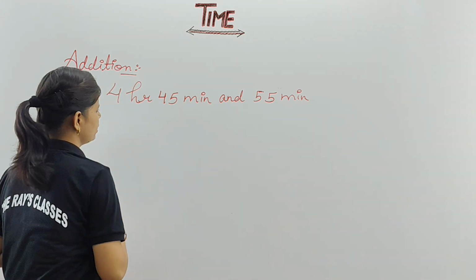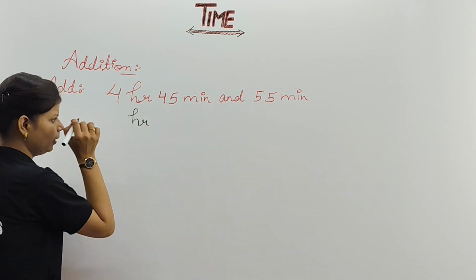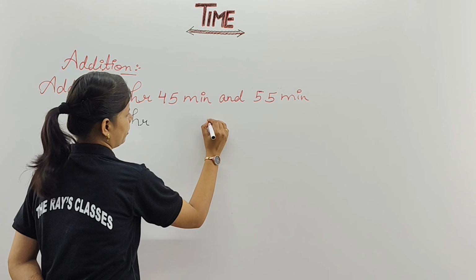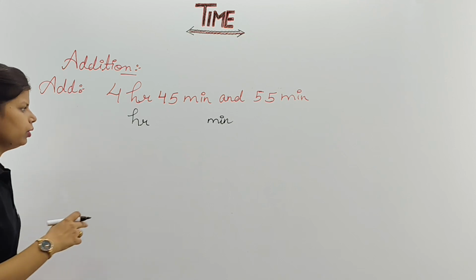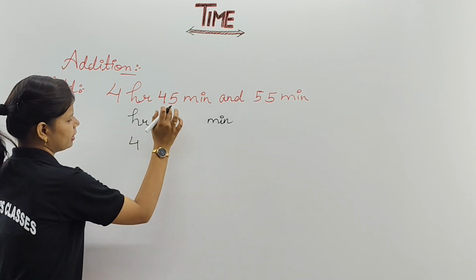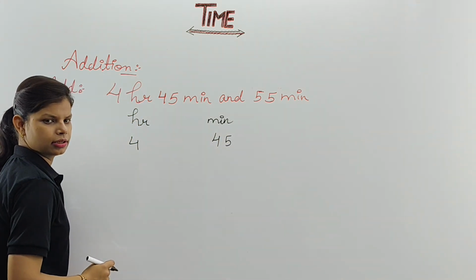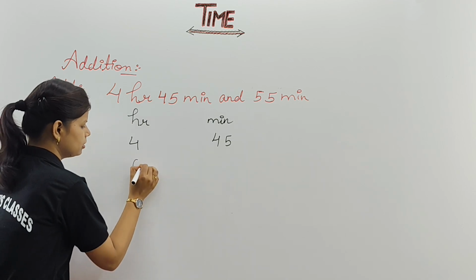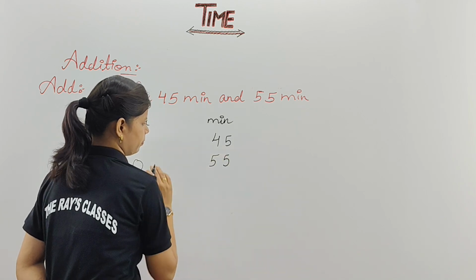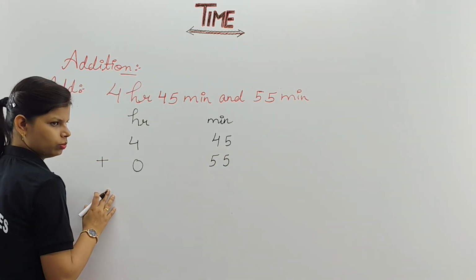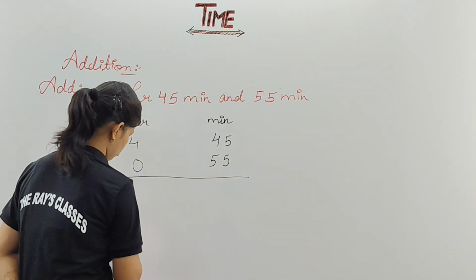So what we are going to do in this case, here also you will make this column as such. Here it will be hour, clear? And here it will be minute. You don't have to keep your eyes much on these things, clear, no? Now in place of hour you will write 4. In case of minute you will write 45. What will you write in case of hours? You will write here 0 because hour is not given, and here you will write 55. Now let's see what you are going to do. So let's add.